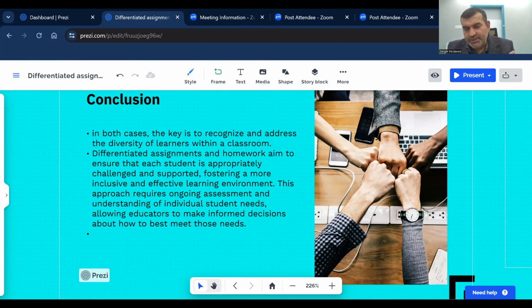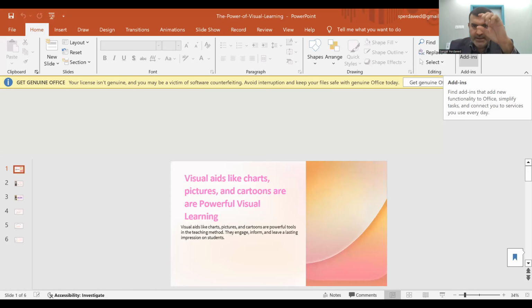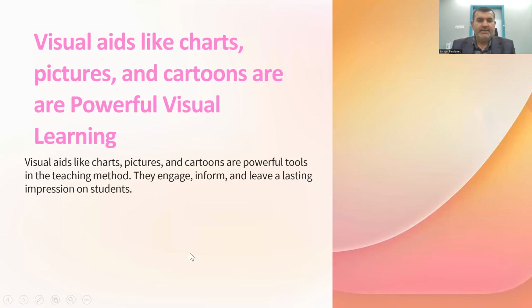How to write a caption in the cartoon. Let me view these tasks as well. So actually, in order to understand this subject, first we need to know writing a caption in a picture or chart. It means visual aid. So you increase the visual aid of the learning. So visual aid is really a very powerful kind of learning.